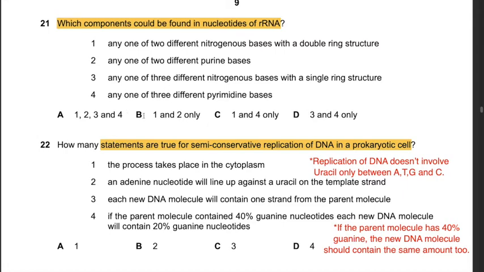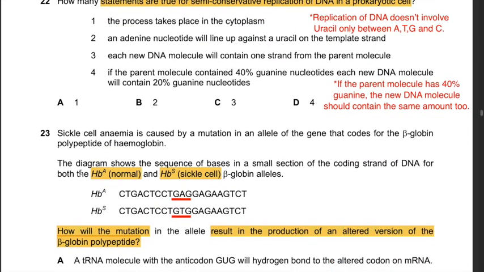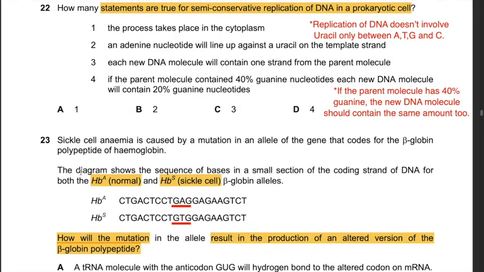Question 22. How many statements are true for semi-conservative replication of DNA in a prokaryotic cell? 1. The process takes place in the cytoplasm. 2. An adenine nucleotide will line up against a uracil on the template strand. 3. Each new DNA molecule will contain one strand from the parent molecule. 4. If the parent molecule contains 40% guanine nucleotides, each new DNA molecule will contain 20% guanine nucleotides.